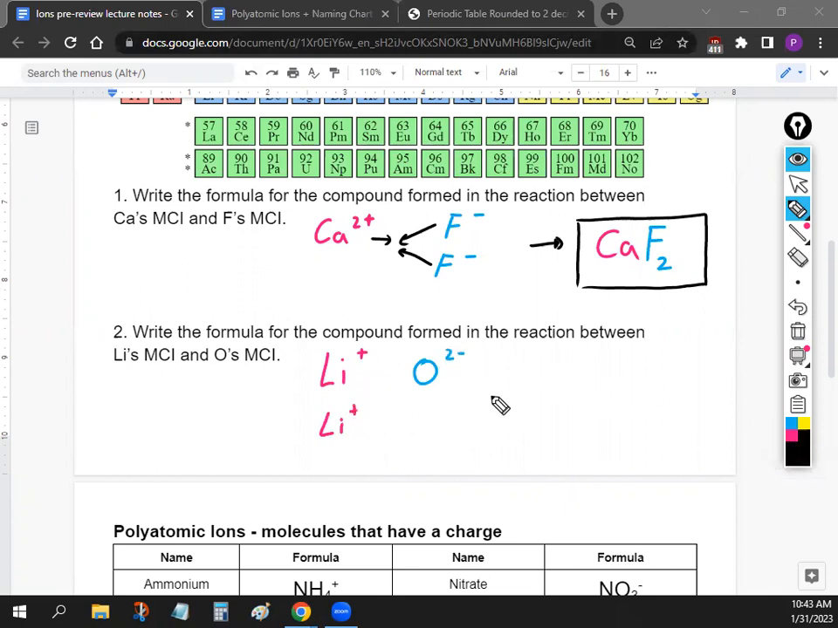So if they all come together to make one compound, we're going to write down Li, and since we have 2 of them, we just put a 2 underneath it. And then since we have 1 oxygen, we just write an O right there. And there you go. That's what we get for our final answer: Li2O. Any questions about that? Hopefully it's not too bad.